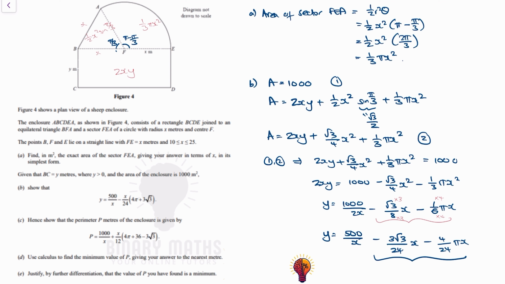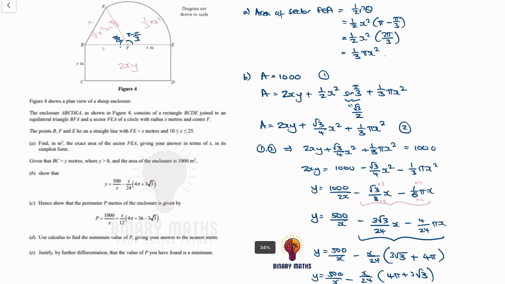So y is equal to 500 over x, and the common factor is x over 24, which is what we got. Inside the bracket, I get 3 root 3, because I've got the minus at the front, then it was the plus, and I've got 4 pi in the next one, which is what I wanted. So if I rewrite it, it's 500 over x minus x over 24, 4 pi plus 3 root 3.